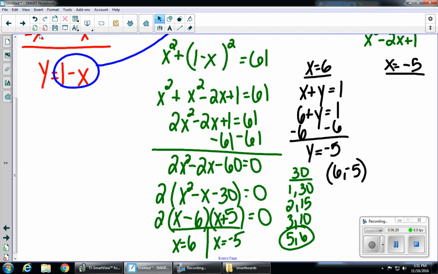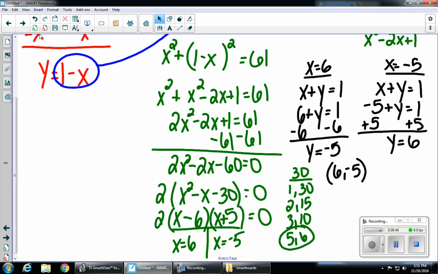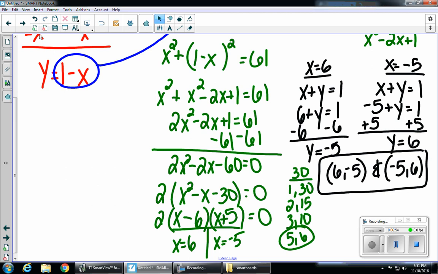So that's 1 point. Now I'm going to repeat the process with that -5, still using the x plus y equals 1. So this time I have -5 plus y equals 1. To solve for y, I'm going to add 5 to both sides, so y equals 6. So my second point of intersection is -5, 6. And there is your answer to the question.